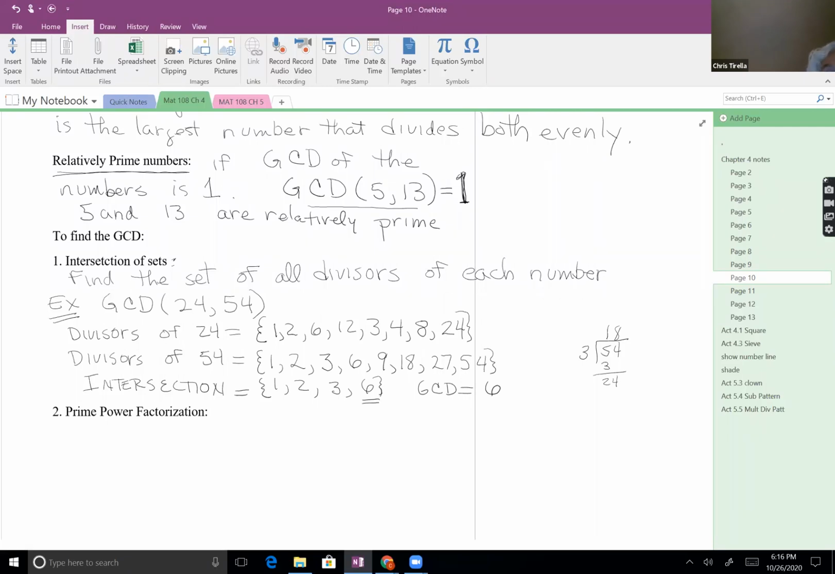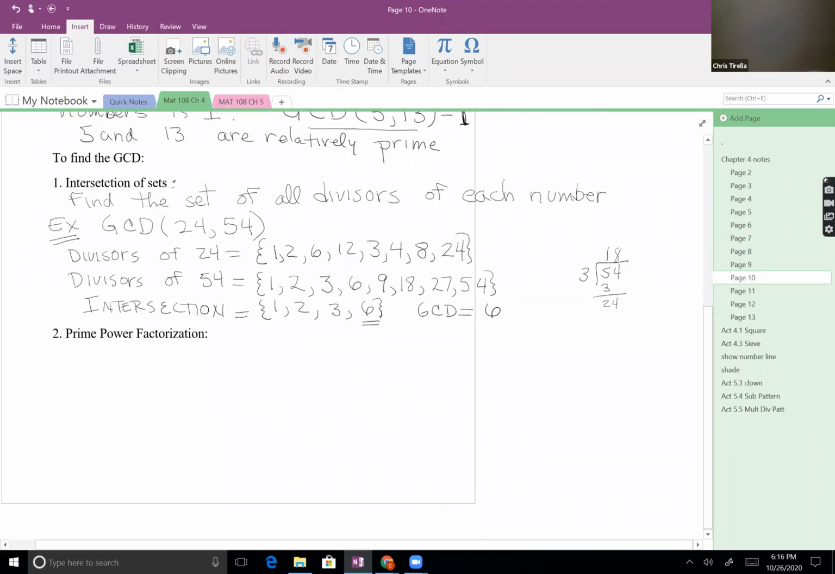So I guess that method of finding the greatest common divisor goes back to the definition. Let's find the divisors of both numbers, see which ones they share, what's in their intersection, and then take the greatest of those. Everybody all right with that? Yes.